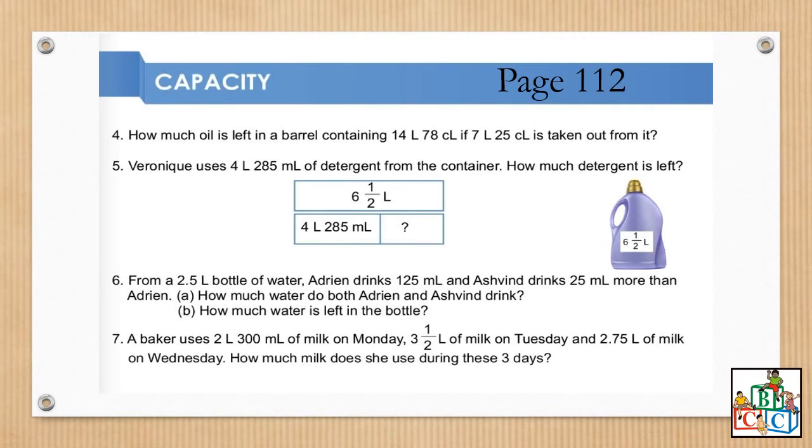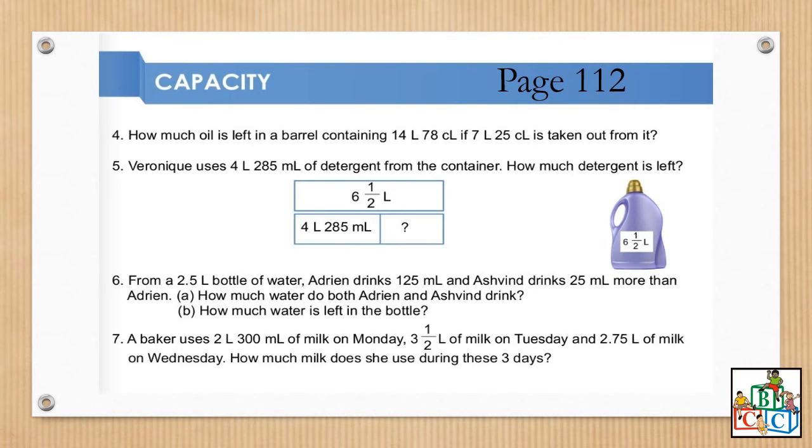How much detergent is left? So you have this container, 6.5 liters. She's going to take out 4 liters 285 ml. She's going to use this amount. You're going to find how much is left. We are going to see this in a while. Let us read the other.